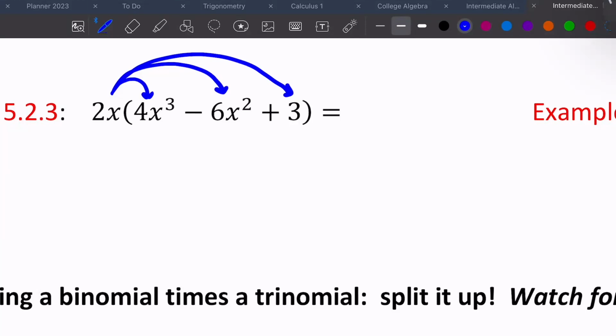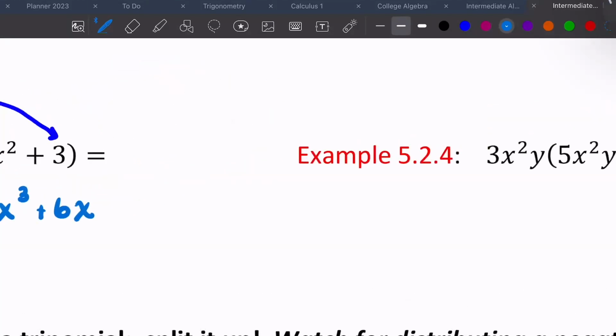So we have 2x times 4x cubed. So that gives us 8x to the fourth. Okay. Then we have 2x times negative 6x squared. So that's negative 12x to the third. And then 2x times 3 is just 6x. Okay. And we are done. Okay. So we're just distributing there.